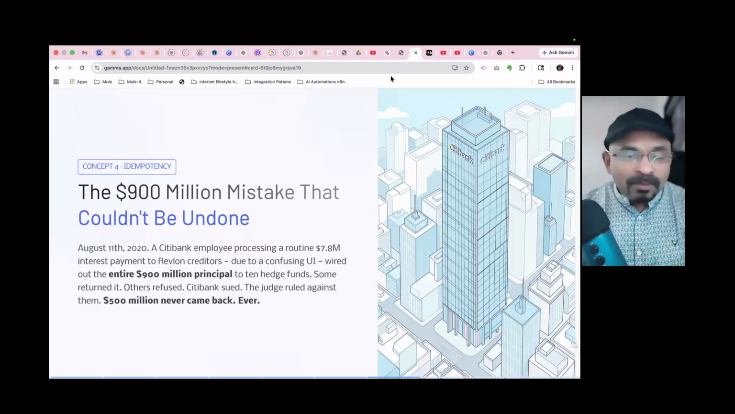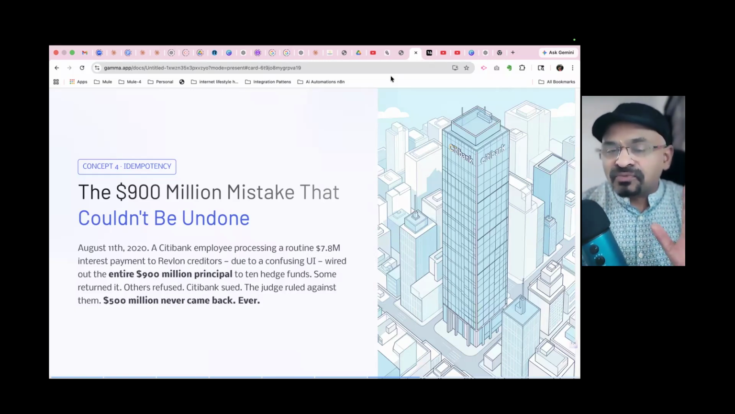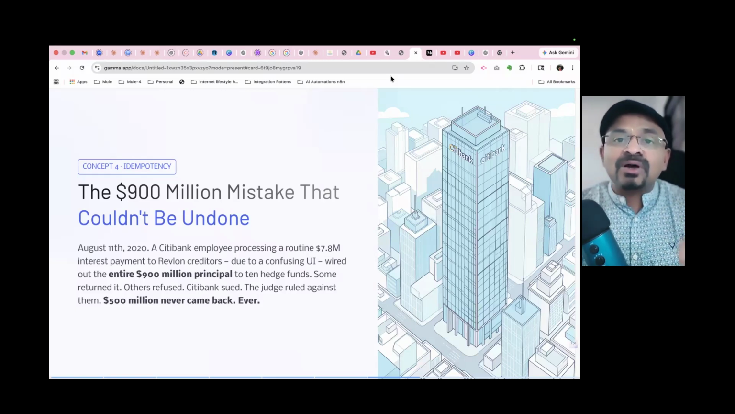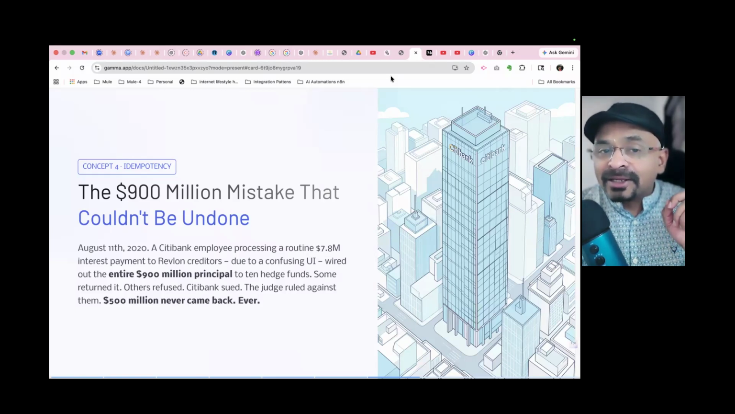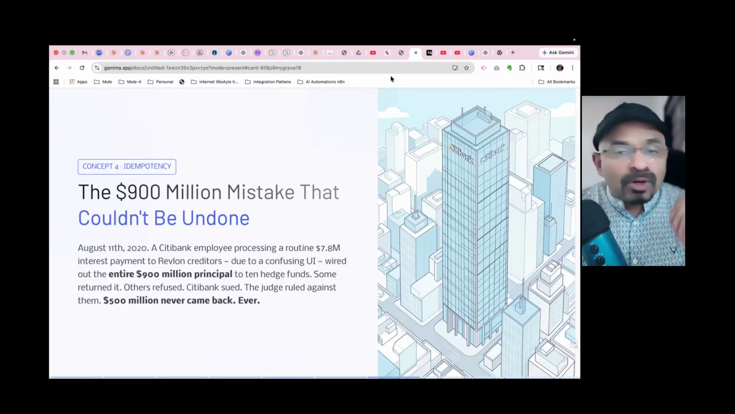Friends, in the enterprise integration world, idempotency is a very, very important criterion. Idempotency, in the sense of uniqueness of transaction. One incident happened in the year 2020, on August 11th. On that day, Citibank was processing some interest to its creditors.